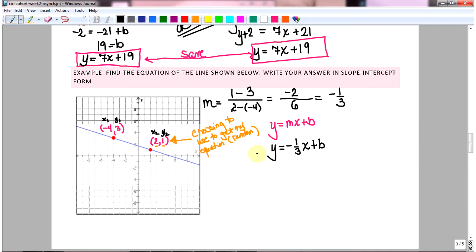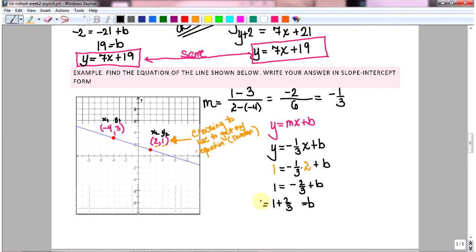So my y value that I'm plugging in is 1 is equal to -1/3 times the corresponding x value is 2, and then we have plus b. Okay, so we have 1 is equal to, 2 is the same as 2 over 1. So with fractions you multiply straight across, so we have a -2/3 plus b. So my last step to get b by itself is to add 2/3 to both sides. So b is going to equal 1 plus 2/3.